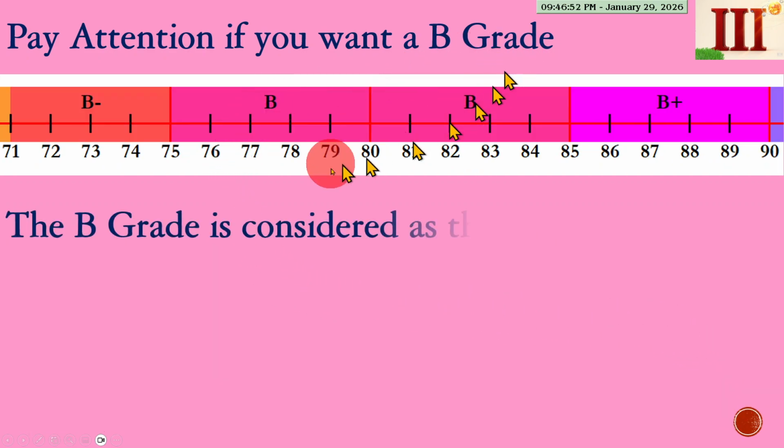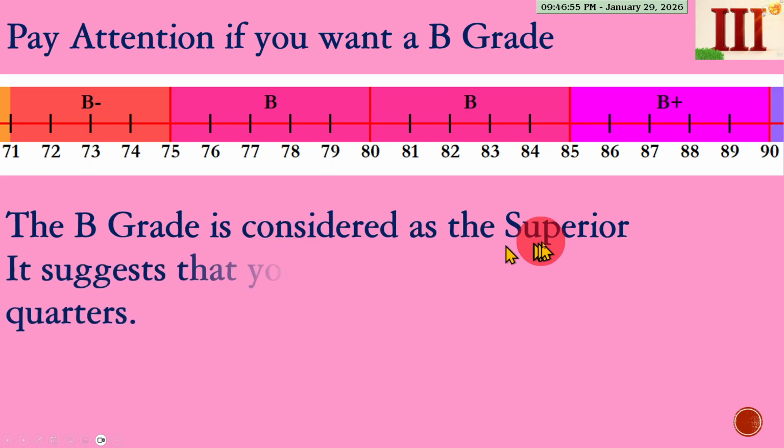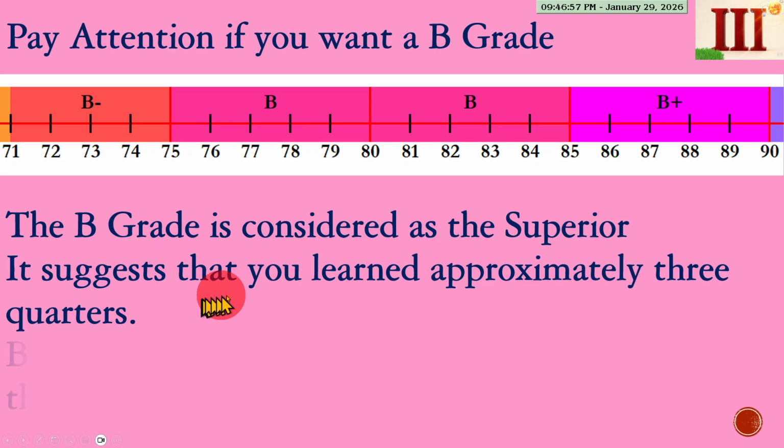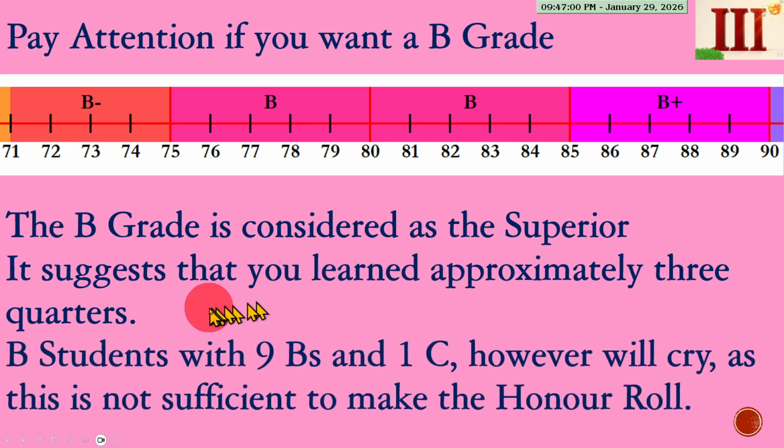If you want a B, the B grade suggests that you are superior in a subject. It suggests that you learned approximately 3/4 of what was taught. Just like the C student, if you are a B student and you get 9 B's and you slip up once, no honor roll for you. This grade ranges from 71 to 90. This is the widest group at 20 numerical values that can get you a B.